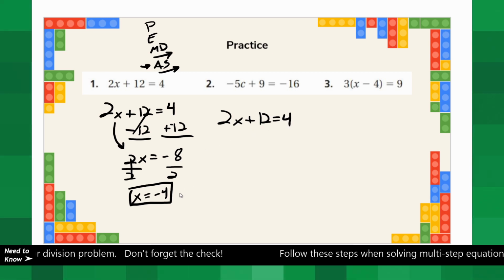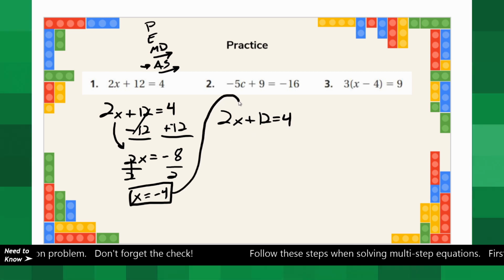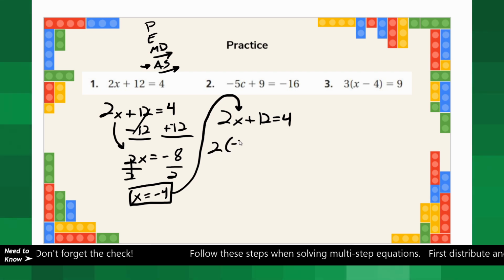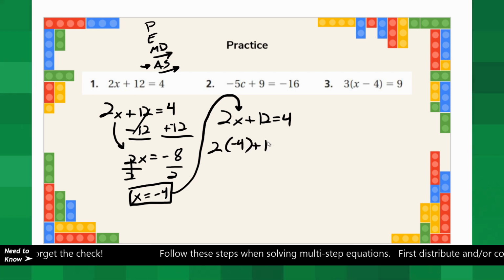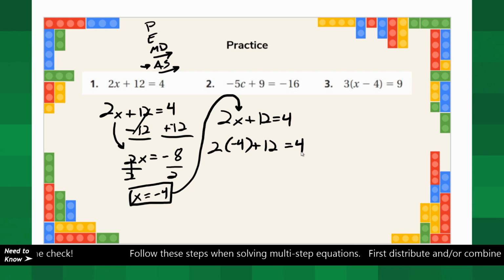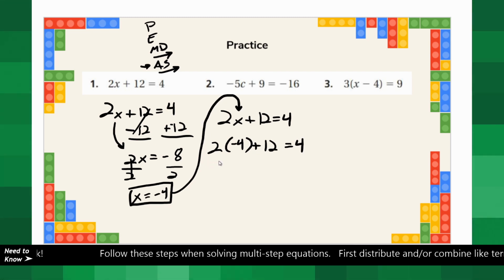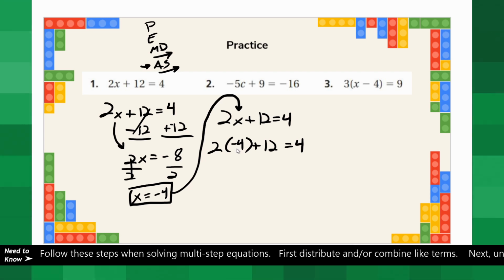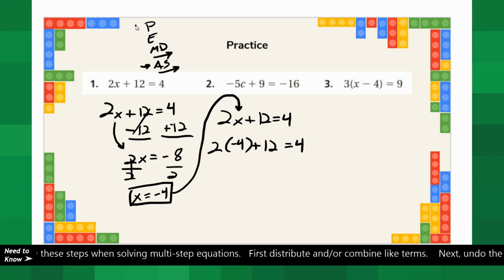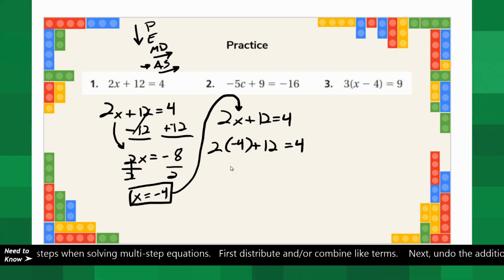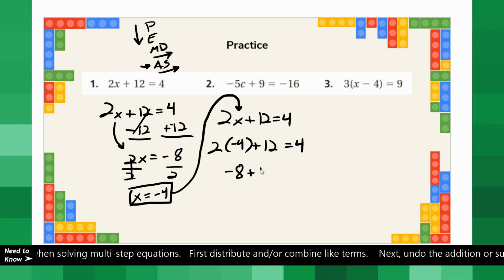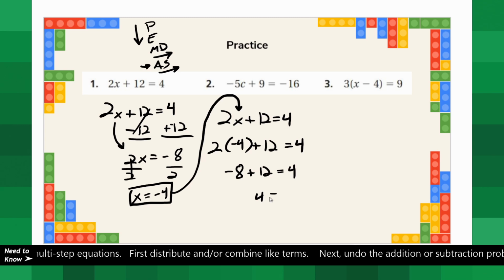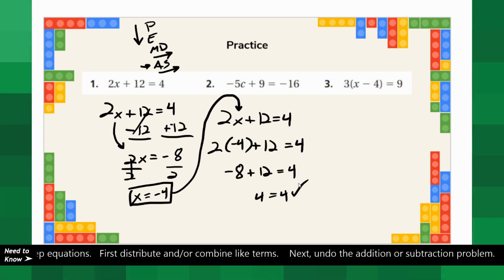And then to do the check, I take my original problem, my 2x plus 12 equals 4, and I'm going to substitute that x for negative 4. So I'm going to write 2 parentheses negative 4 plus 12 equals 4. Now I'm going to solve my equation. So I have 2 times negative 4. I have to do the multiplication first because now I'm going to do order of operations the correct way. 2 times negative 4 is a negative 8 plus 12 equals 4, and negative 8 plus 12 is 4. 4 equals 4. My check works.